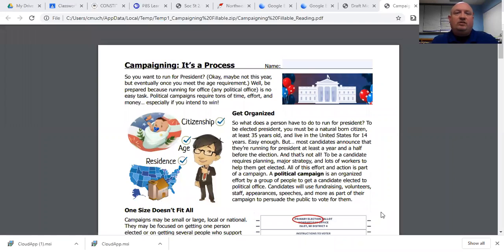The goal of today's lesson is to understand the process of campaigning. We know what's going on around us. We see lots of yard signs, commercials, speeches, and rallies. We also see them in a different way, virtual rallies and Zooms, things that were never really a thing just a few short months ago.